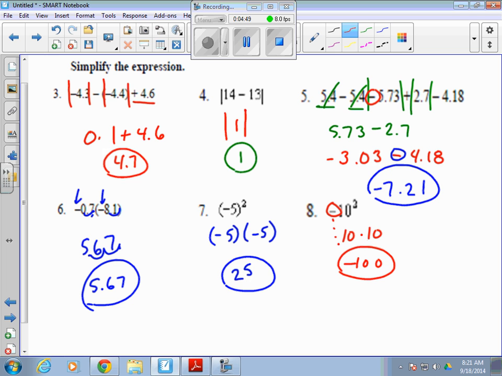That's a very common mistake on number 8. If you made that mistake, don't feel bad. Just got to eliminate that mistake from what you do.